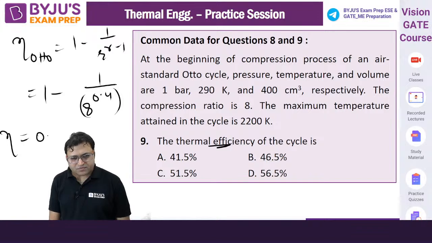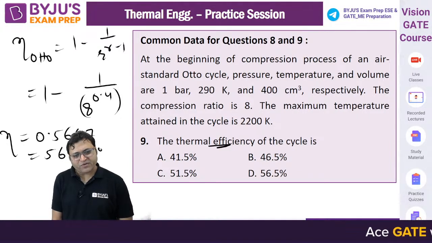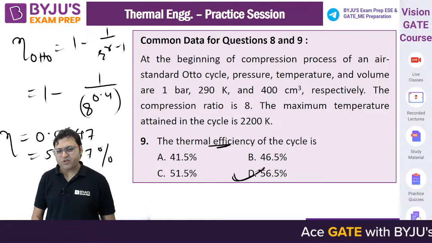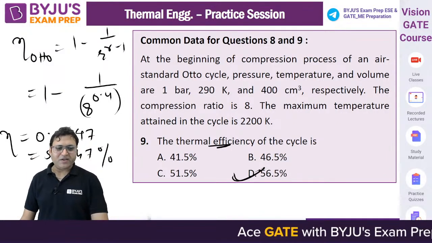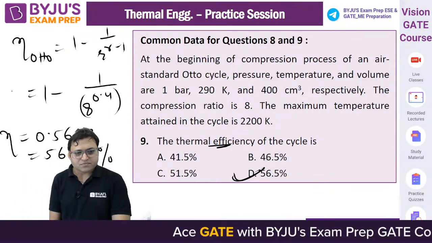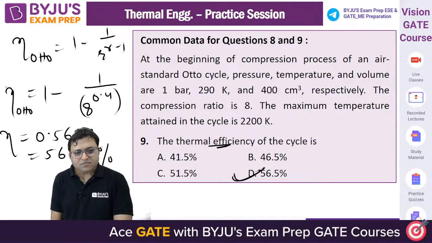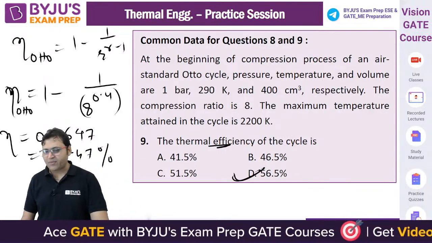0.5647 or 56.47%. 56.47%. The answer to this one was also D. Otto cycle thermal efficiency.